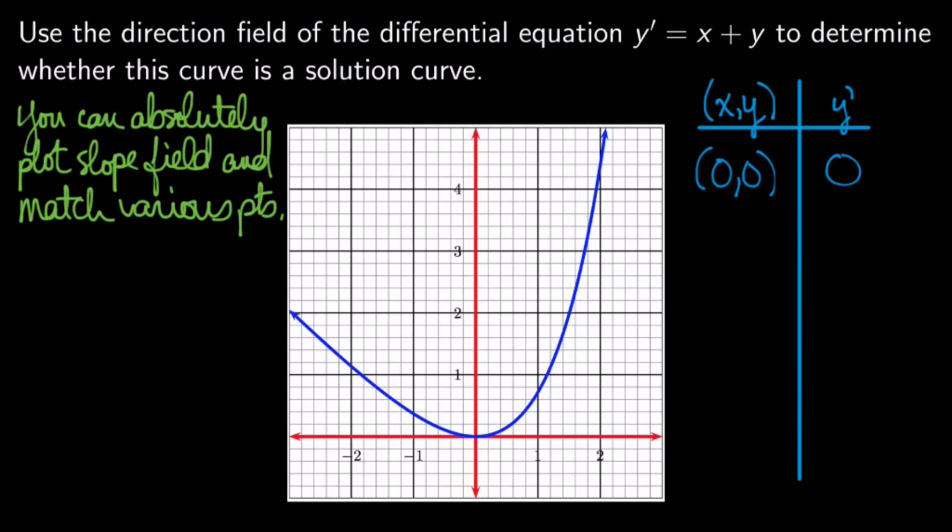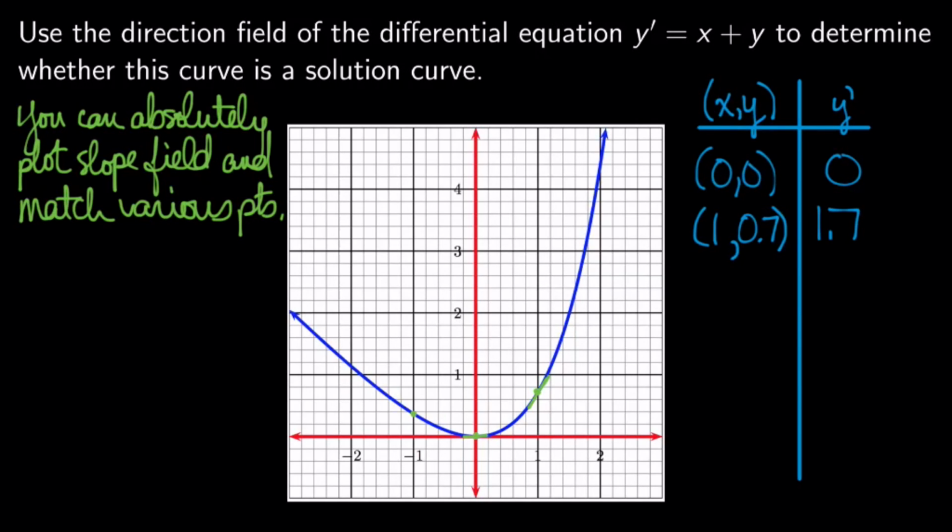0, 0, the slope should be 0 according to the differential equation, and bam, it sure does look like it's horizontal there. How about that point? I like that point a lot. That kind of looks to me like 1, 0.7. Seems pretty reasonable. And that means that y prime is supposed to be 1.7. And does it look like here that the slope is 1.7? That's like over 1 box and up 1.7 boxes. I would say it looks pretty reasonable to me.